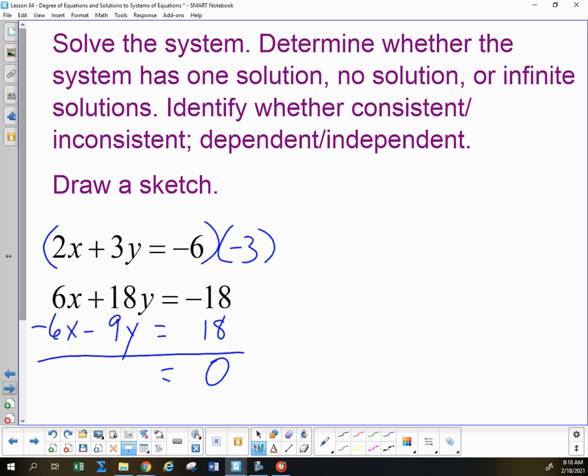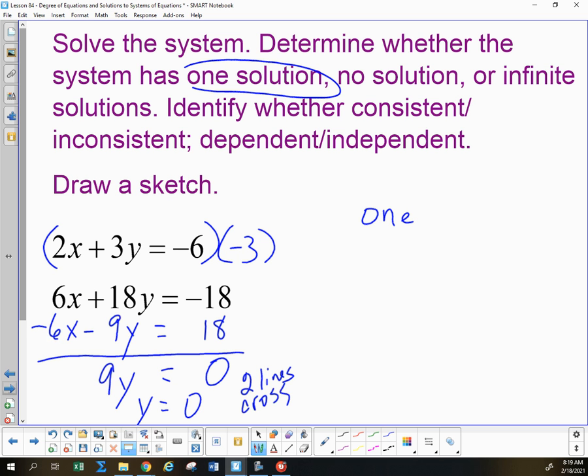And let's see, then what do I have on the left? 9y, which means y is 0. Oh, if I get a number that's true, then I could plug back down and get x if I wanted to. This did not say I had to actually solve it. So if I get numbers, that means I have 2 lines that cross. One solution. So that's one of the things we were supposed to say.